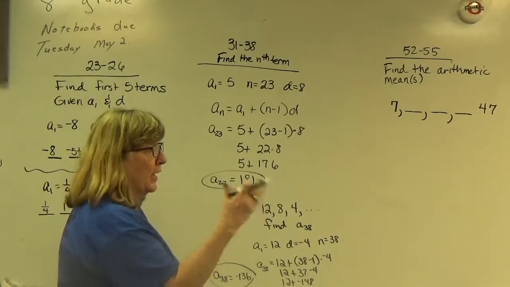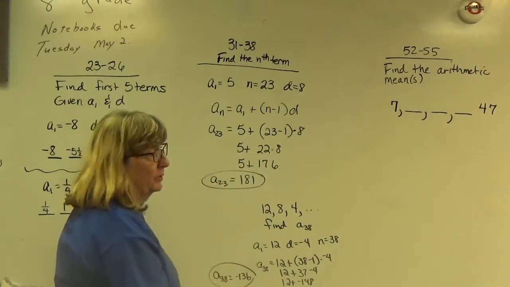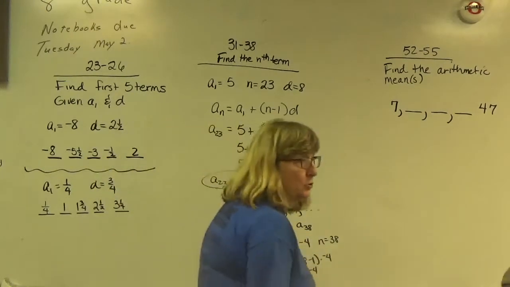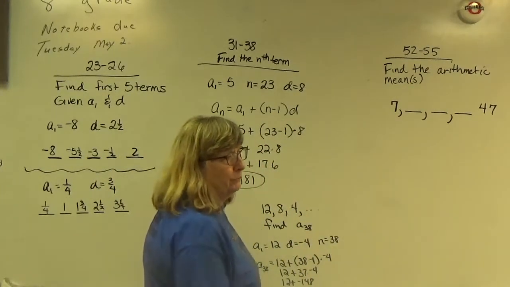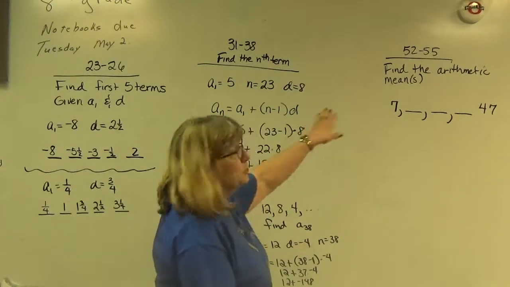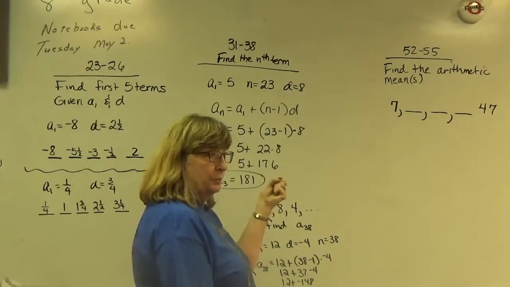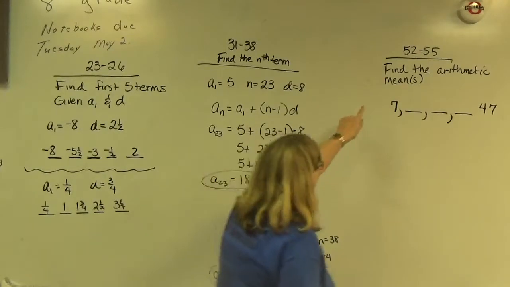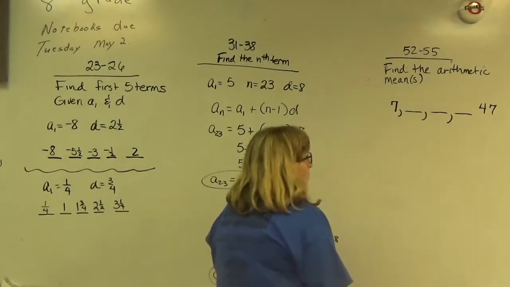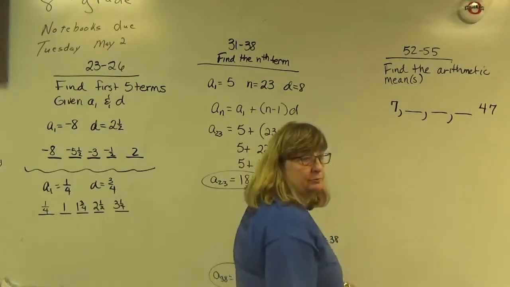But the book has it set up with the blanks, so it's a little bit easier to tell that what you want to find is what's in between. What's an arithmetic mean? It's what's in between any two given numbers. And it could be one number or multiple numbers, depending on whether it's singular or plural. So what do we know when I look at that sequence?